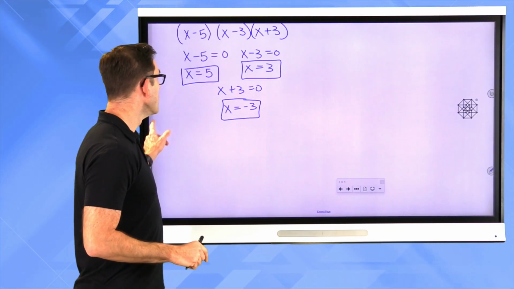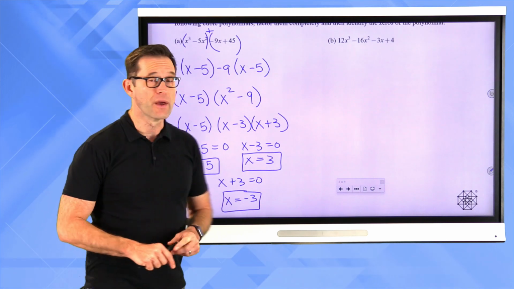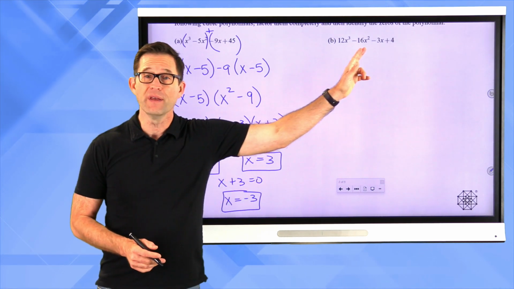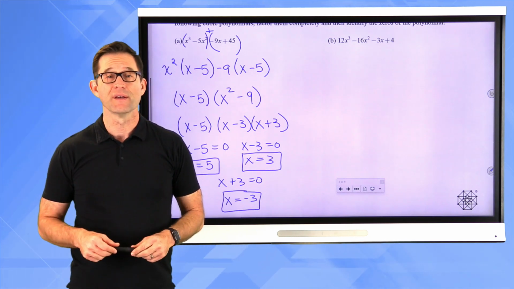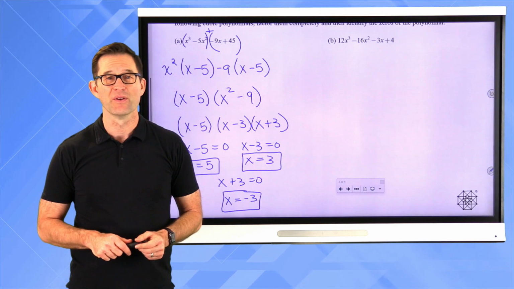So what I'd like you to do now is pause the video and see if you can factor this cubic polynomial by grouping and solve for its zeros as well. Pause the video now and see what you can do.